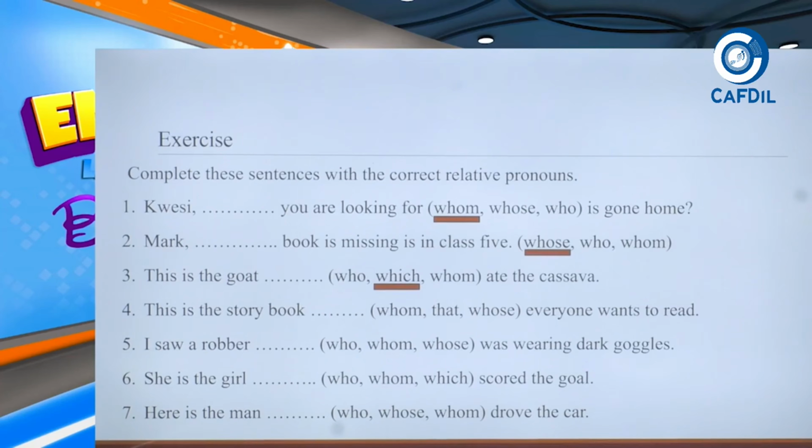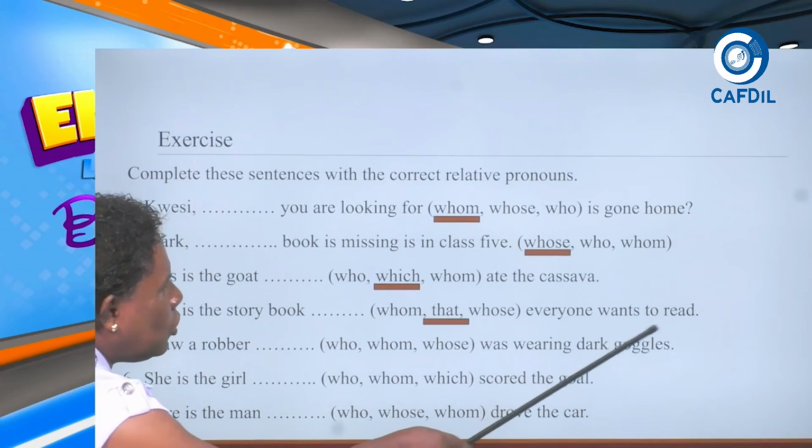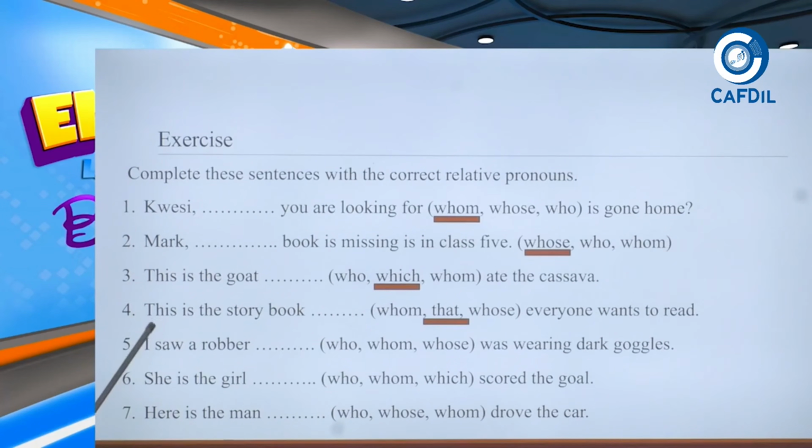In the next sentence, this is the storybook, in the bracket. Okay, somebody said that. This is the story that everyone wants to read. So the person selected that, and that is the correct relative pronoun to use.